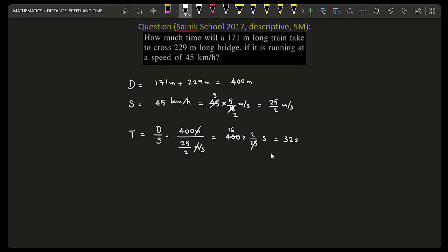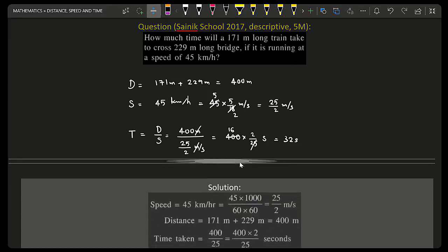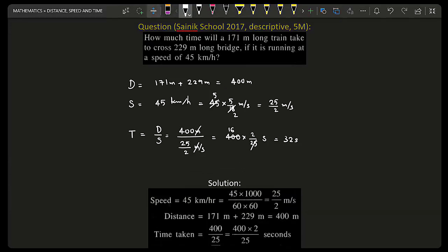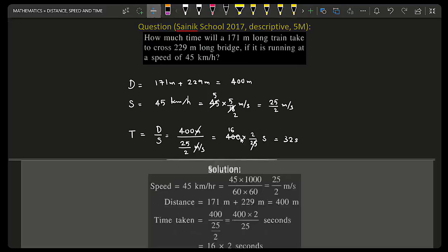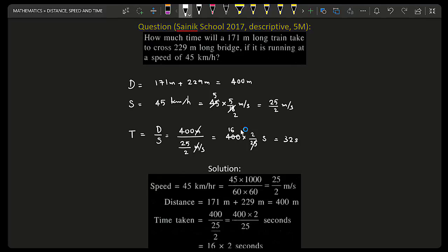Which option? Sorry, this is a descriptive exam, there is no option. So this is the final answer. Very good, Mayuk. But you're not remembering the conversion units and simplification also. You need to practice again. Don't get confused. So the answer we got is 32 seconds.